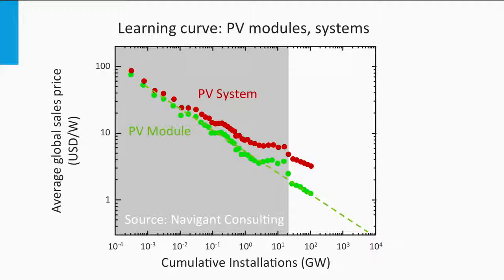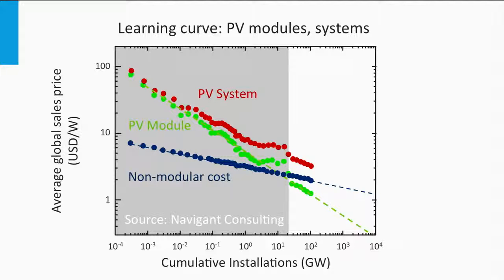The difference between the red and green line corresponds to the non-modular cost and are indicated by the dark blue markers. This shows the learning curve of the non-modular components, which is dropping not as fast as the module price. This means that nowadays the reduction in cost price of a PV system will be mainly limited by the cost price of the non-modular components.